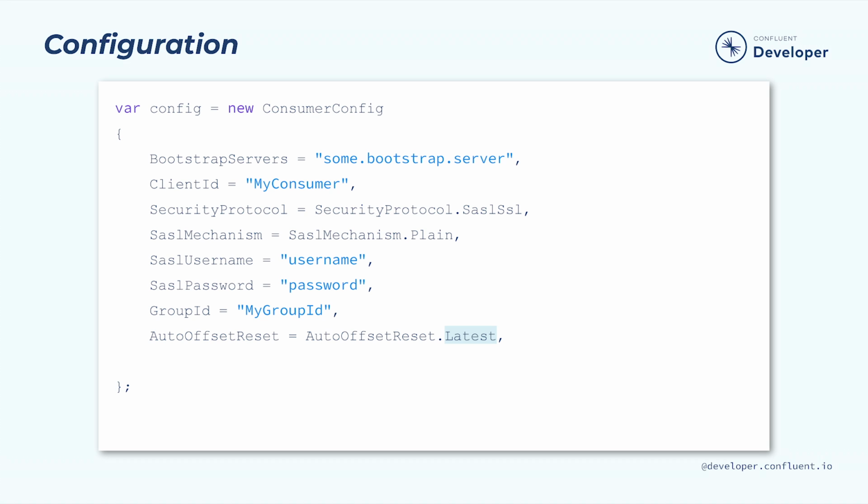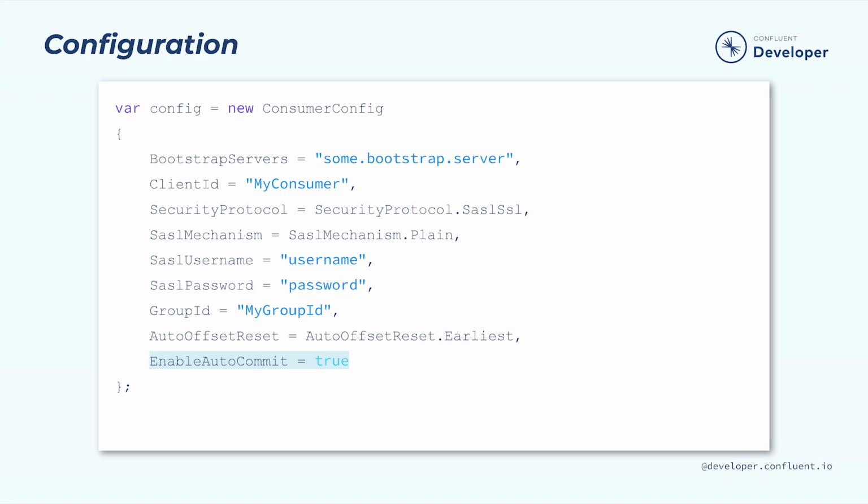Setting it to latest will cause the consumer to start processing from the latest message. This means that if any messages were published before the consumer connected, then those messages would be ignored. You would use latest if you only care about messages that have been published after the consumer has started. Keep in mind that once the consumer starts committing offsets, it will use those offsets to determine the position in the topic, rather than using the auto offset reset setting.